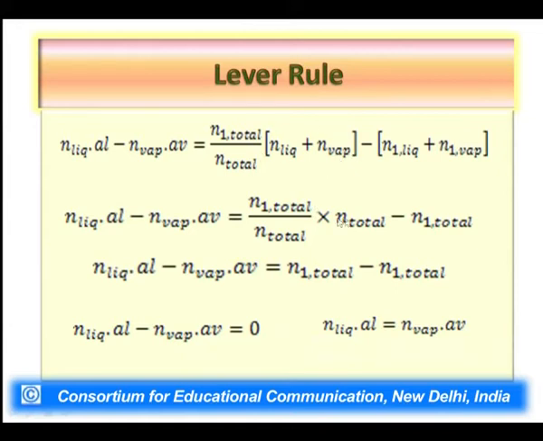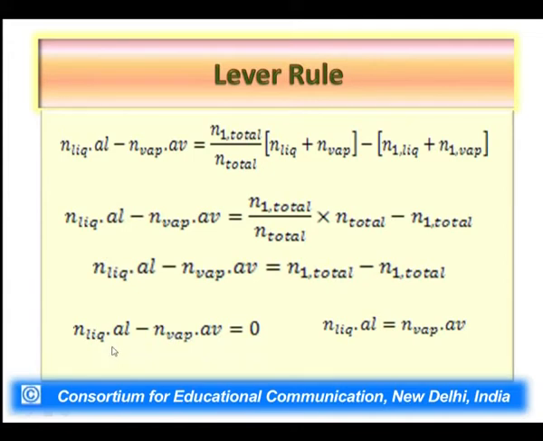So, we can substitute N total in place of this. Whereas, in the second bracket term, where we have N1 liquid plus N1 vapor, it means the number of moles of component 1 in the liquid phase and in the vapor phase, which becomes equal to N1 total, that is, the number of moles of component 1 in the overall system. So, now in this equation, N total gets cancelled in the numerator and denominator. So, what you have is N liquid AL minus N vapor AV equal to N1 total minus N1 total, that is equal to 0. That is what I was saying: when there is a balance in the lever, the two masses being tied onto the two sides should have the same weightage.